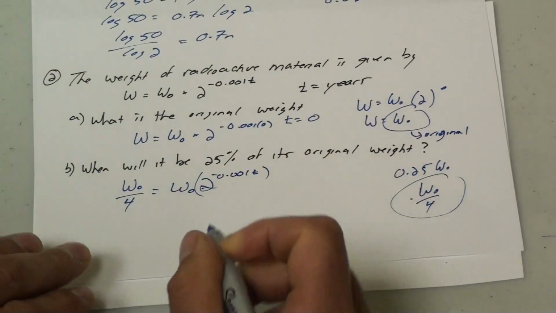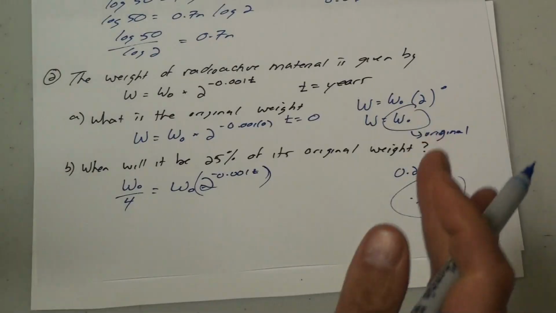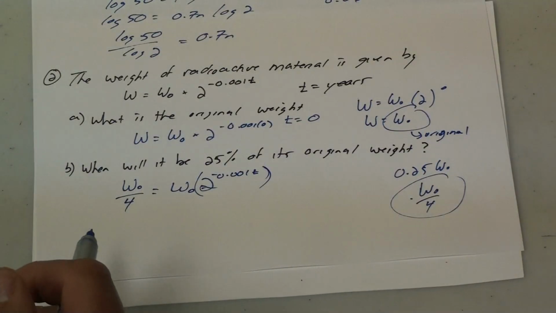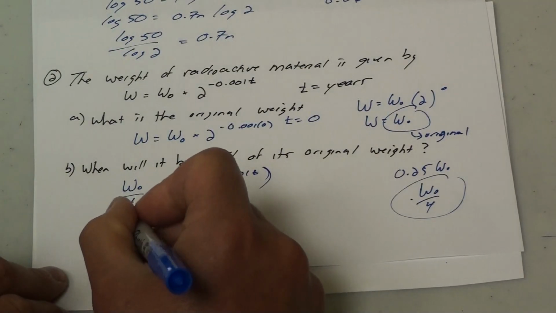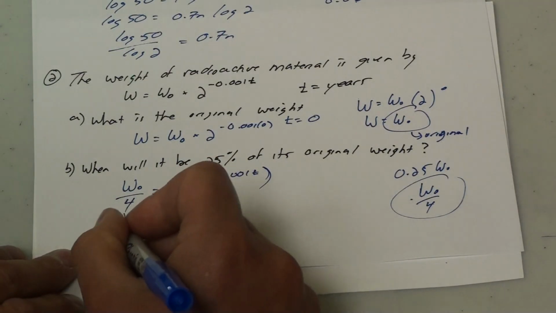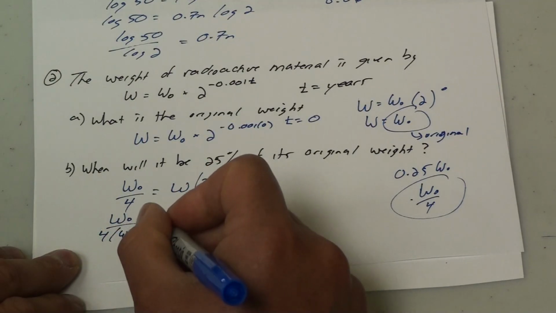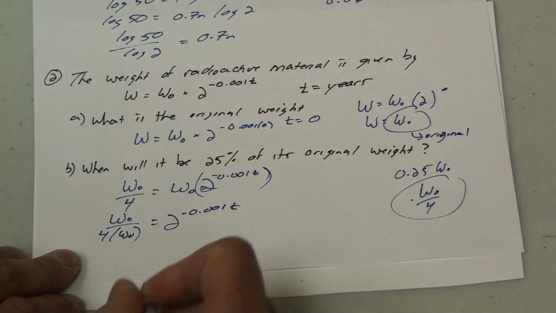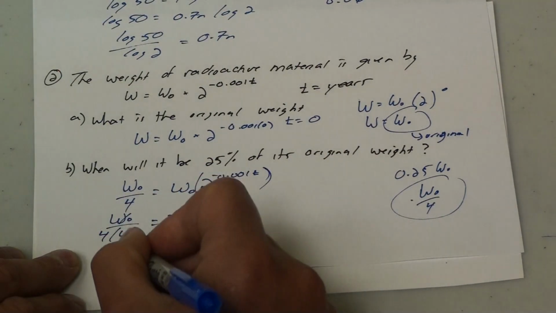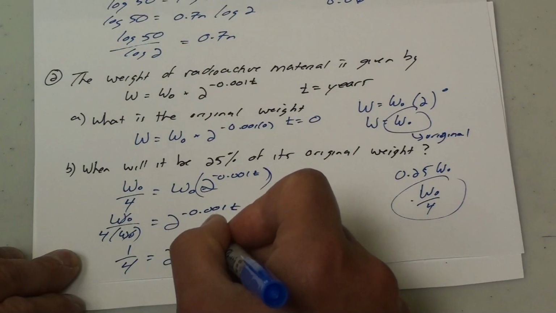So I have my new amount. My new amount is 25% of the original amount, and then I'll work with it. So I'm going to take W0 over to the other side and divide. My W0s will cancel out, so I'm going to have 1/4 equaling 2^(-0.001t).